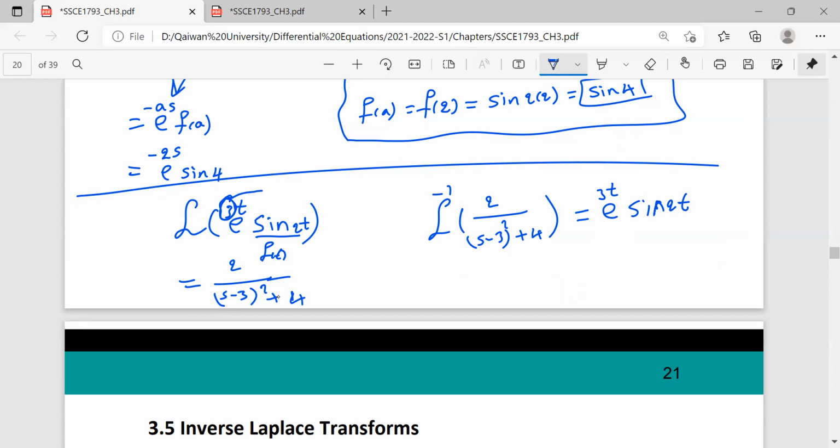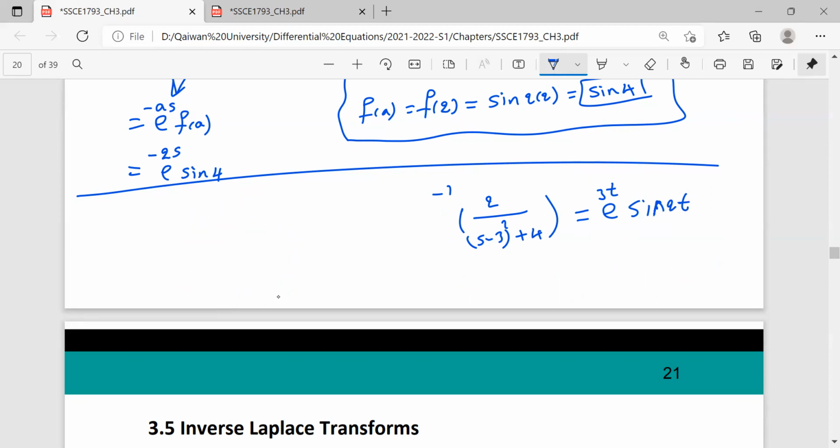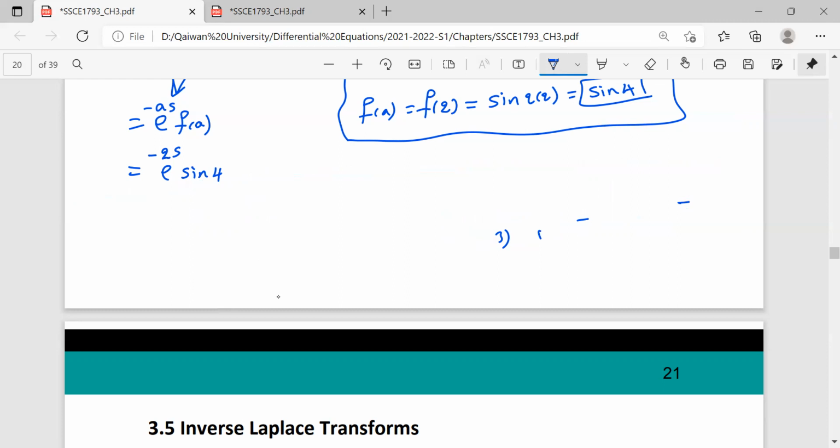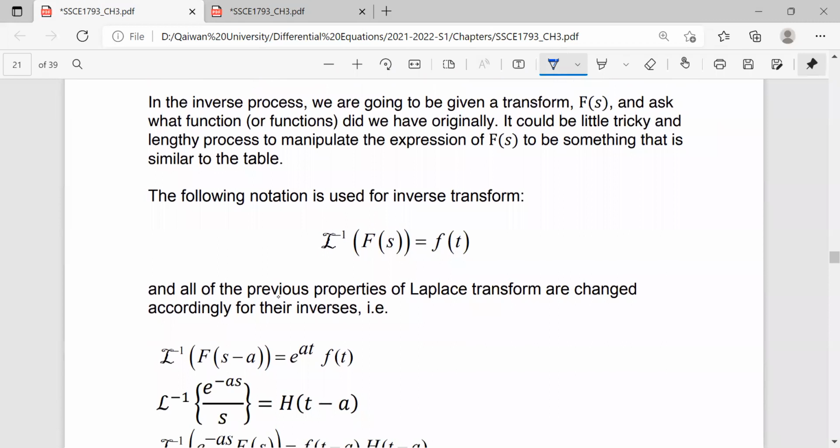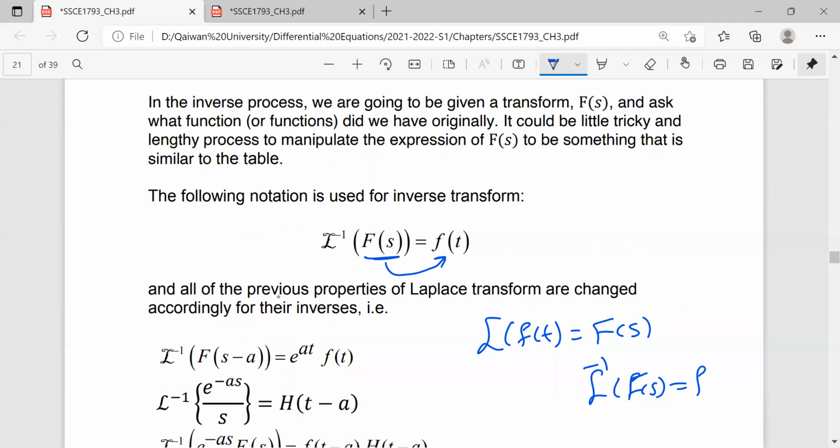This is about finding the Laplace inverse. We now try to solve some examples. We say the Laplace inverse of f of s is f of t. We return to the original function. Return the result f of s to the original function, to f of t. We say the Laplace of f of t is f of s, and the Laplace inverse of f of s is f of t. We return to the original function.